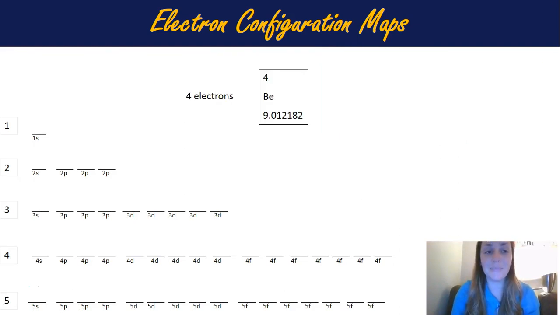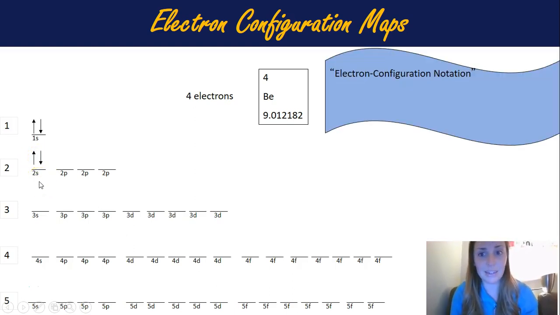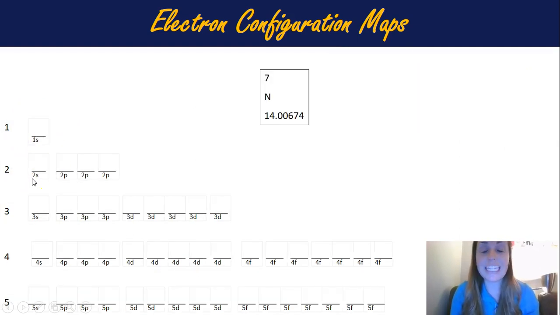All right, beryllium, 4 electrons. Here we go. The first 2 always go in 1s, and then you come down to 2s, fill with a positive spin first, and then your down spin second. So 1s2, 2s2. The next one we're going to do is nitrogen.